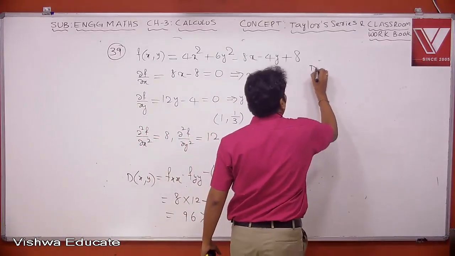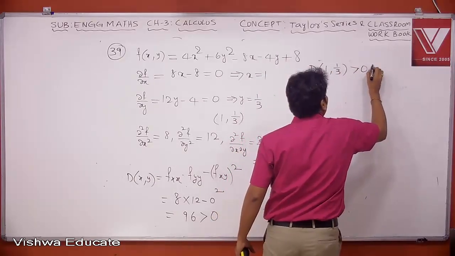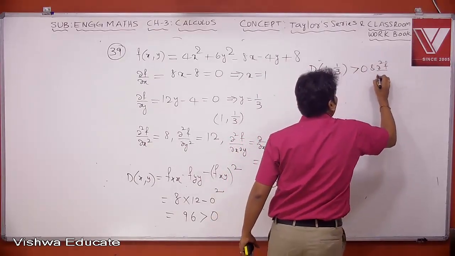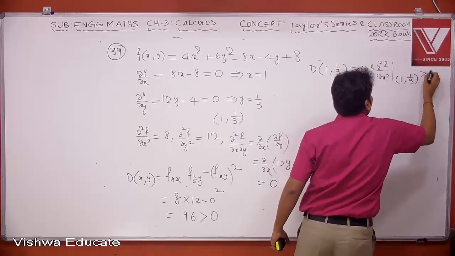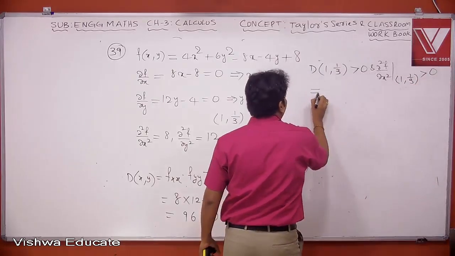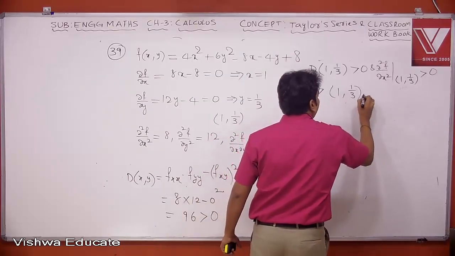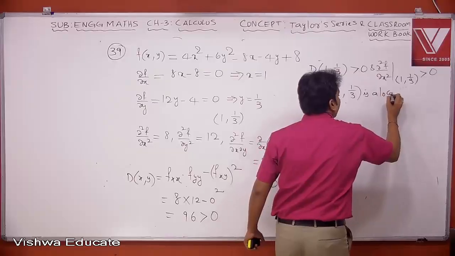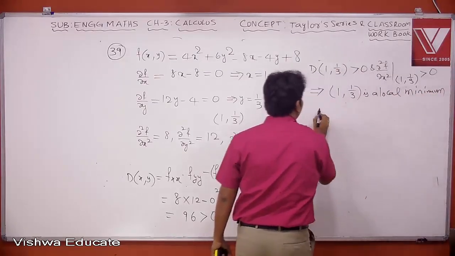So here d at the stationary point 1 comma 1 by 3 is greater than 0, and dou square f by dou x square at the stationary point 1 comma 1 by 3 is greater than 0. Implies, according to the second derivative test, the point 1 comma 1 by 3 is a local minimum.